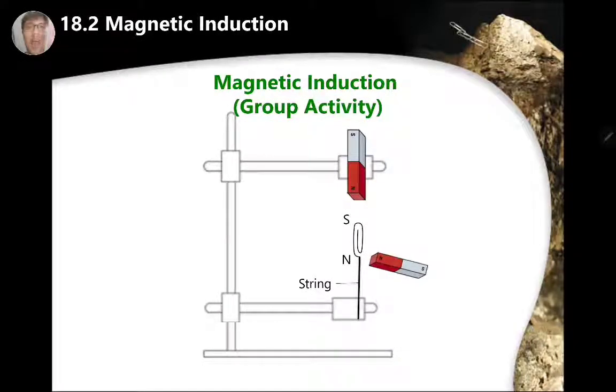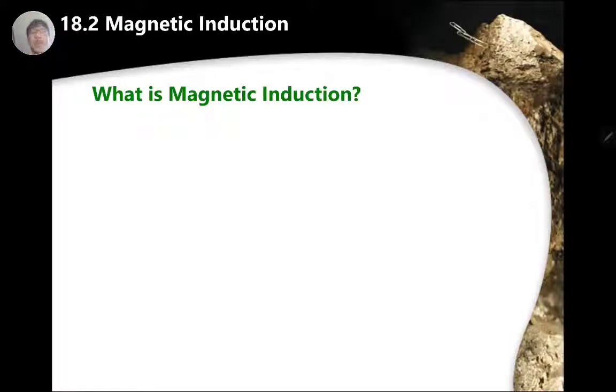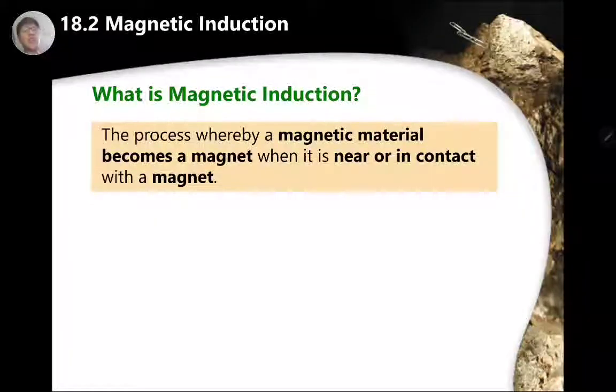Okay, and that's the key idea of magnetic induction, and we're going to slowly explore more and figure out why things work the way they do. This is our investigating procedure, and we realize that when you put a magnet near a magnetic material, it is attracted because that thing becomes a mini magnet, so it gets attracted, right? So what is magnetic induction? The process whereby a magnetic material becomes a magnet when it is near or in contact with a magnet.